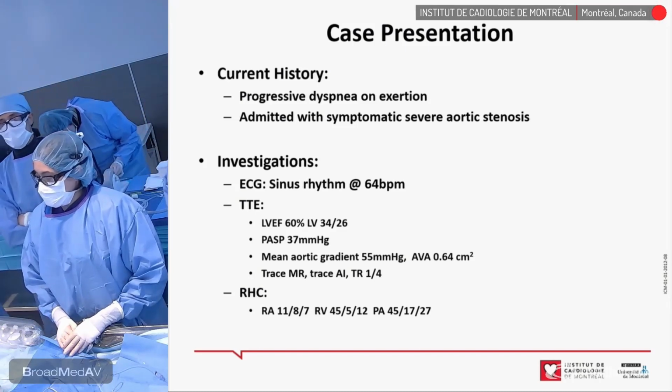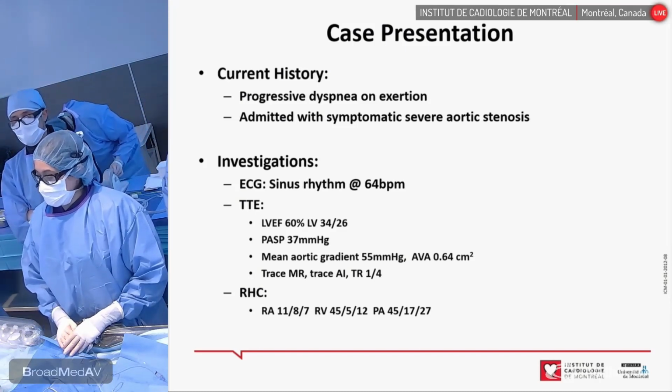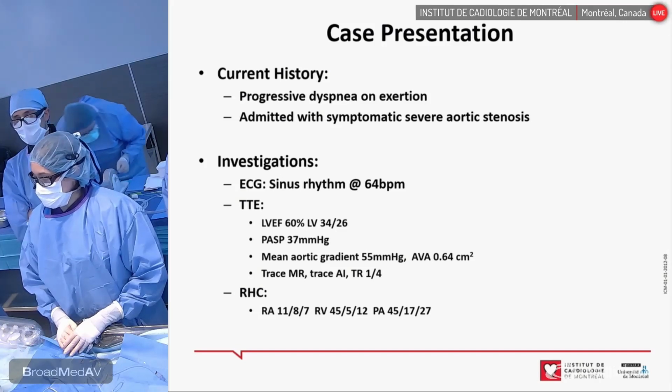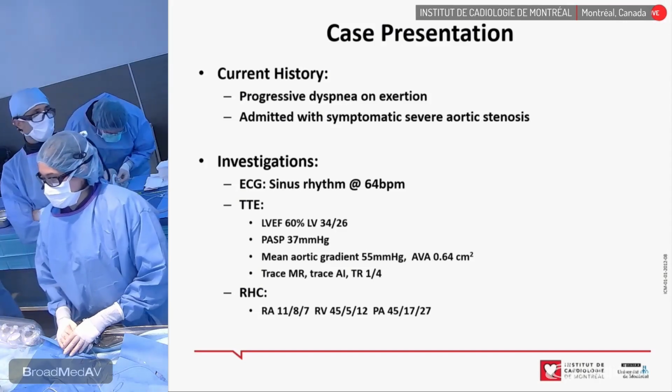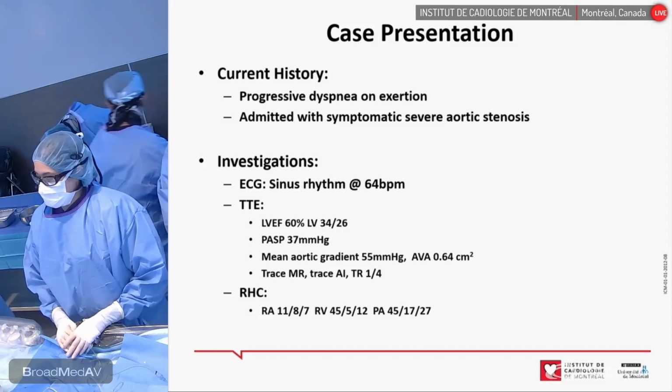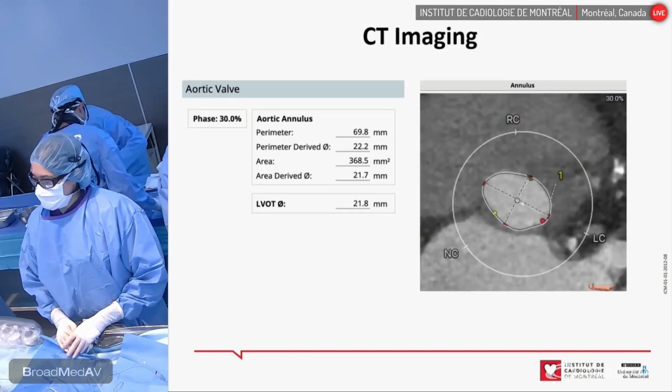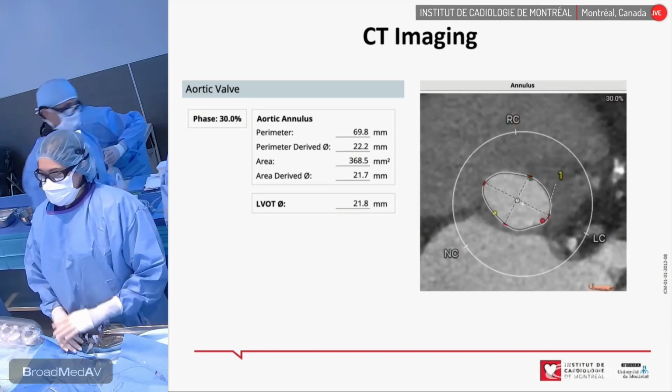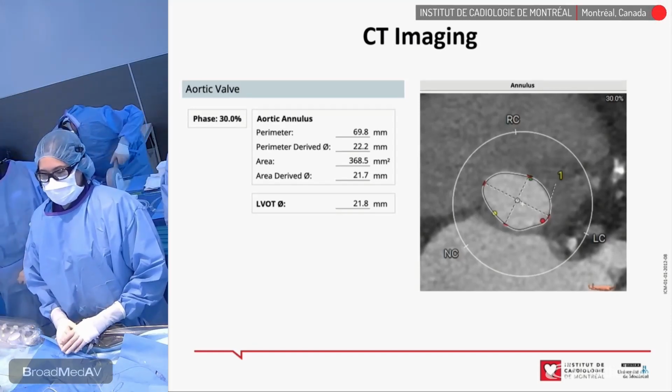In terms of other significant valve disease, she has only trace mitral regurgitation, trace aortic insufficiency, and 1 plus TR. She had a right heart cath, which showed RA pressures, a mean of 7, RV pressures 45 over 5 with an end diastolic of 12, and a mean PA pressure of 27. Next slide. So before we do this, I'm going to just show you the angiogram that she had.